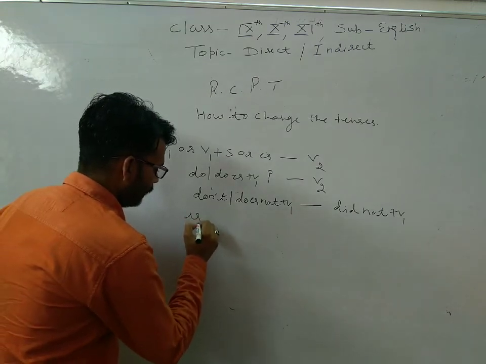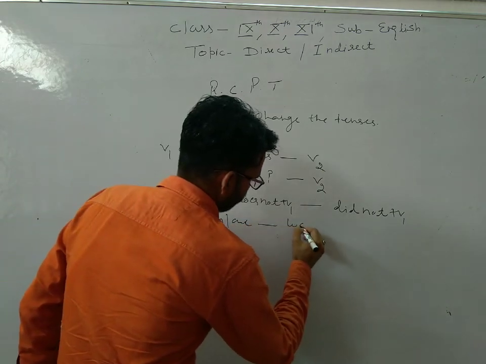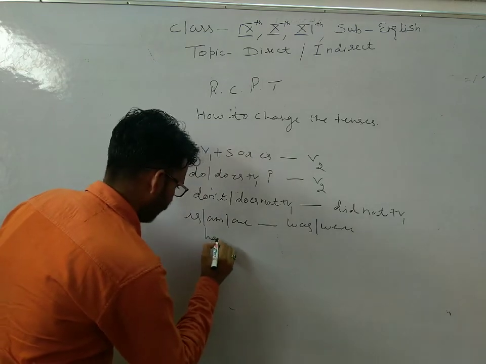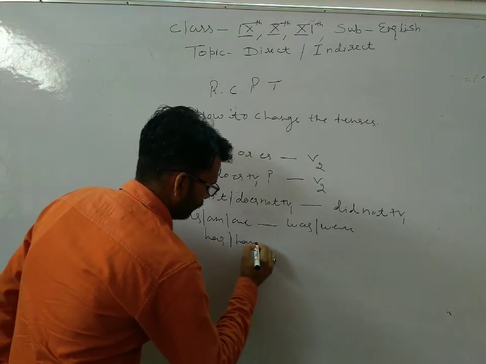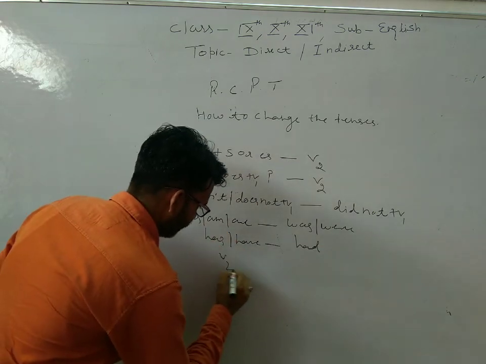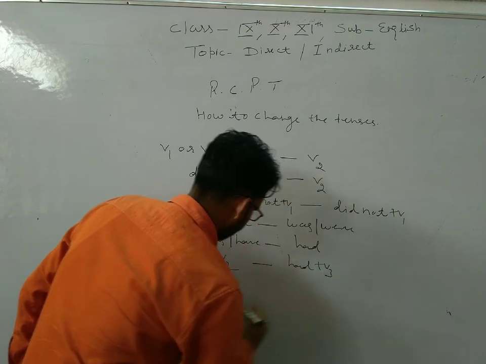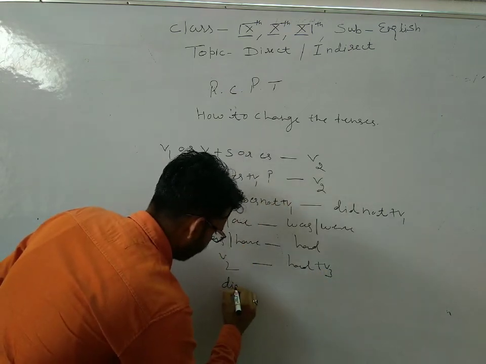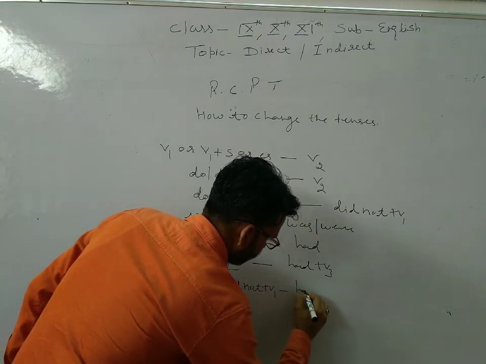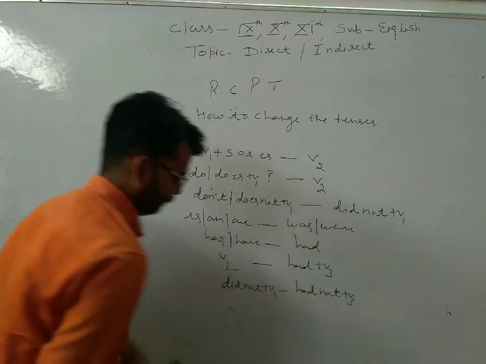Then if there is am, is, are, it will change into was, were. If there is has, have, it will change into had. If there is second form of the verb, it will change into had plus v3. If there is did not plus v1, it will change into had not plus v3.